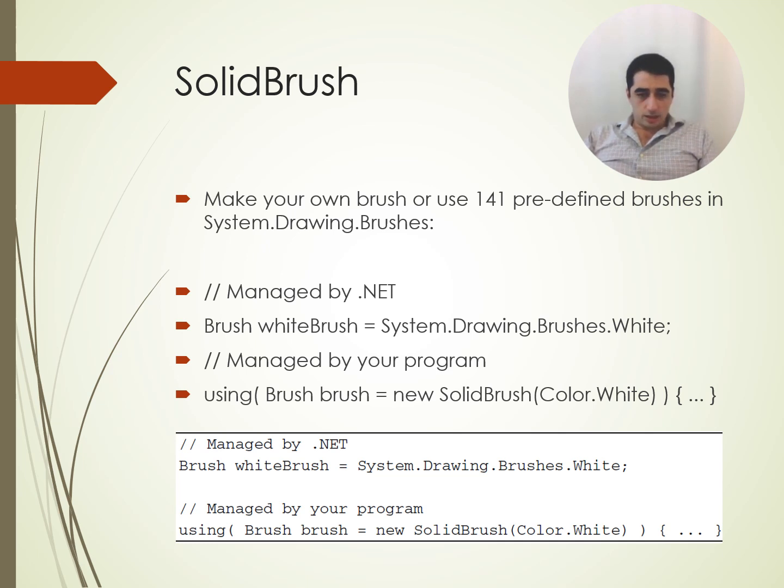The simplest type of brush would be SolidBrush. You can either use one of the pre-existing brushes like this one, like System.Drawing.Brushes.White. That's going to give you a white solid brush. Or you may create a new solid brush by passing a certain color to it. So if you want to create the same white brush, you can say new SolidBrush, and then you can pass the color white, which is Color.White.